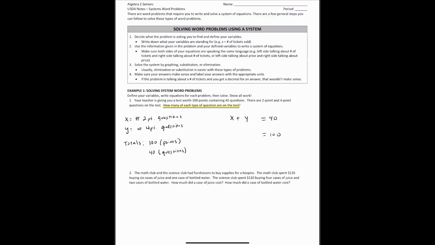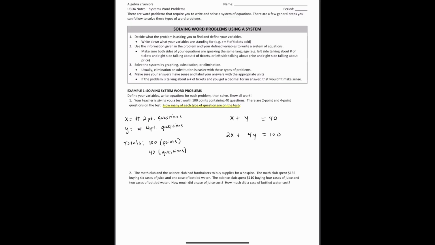Now, looking at the second equation, we're dealing with points. There are 100 points in total. And we can see that there are 2-point and 4-point questions on this test. So I'm going to write 2 plus 4. Now, 2 plus 4 is not 100. So we're definitely missing some things here to make the equation true. And we know that there are certain questions worth 2 points each and certain questions worth 4 points each on this test. So instead of just writing 2 and 4, I should say 2x and 4y.